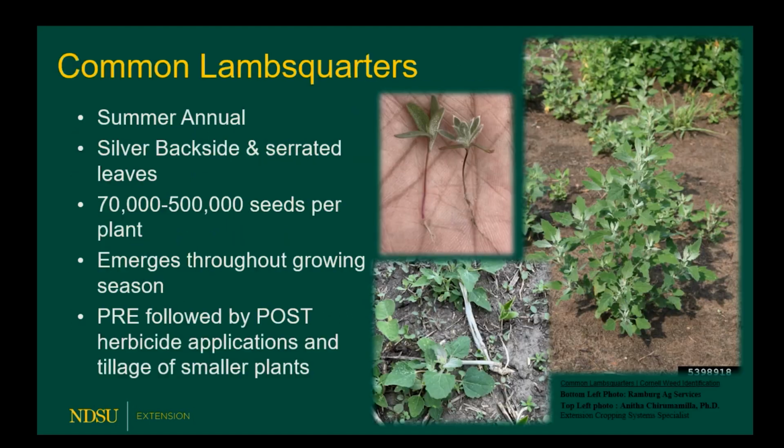So the first one is common lamb's quarter, and I don't know if the lights are going to make it a little hard to see. But it's a summer annual. It'll be one of those first ones that comes up. And you'll notice the silvery backside with the serrated leaves. It'll have this little C kind of cut in the sides. And then this is a kochia next to a common lamb's quarter. So you'll notice that the kochia has the little fine hairs, and it's almost that velvety texture, whereas the lamb's quarter is more of a succulent texture. This plant can produce 70 to 500,000 seeds per plant.